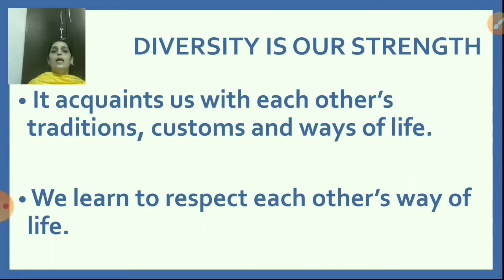Next point, it acquaints us with each other's traditions, customs and ways of life. We learn to respect each other's way of life. This means students, acquaints means friendly. It makes us friendly when we stay together with each other. Then we even follow the traditions, customs and way of life. We learn to respect each other's way of life.